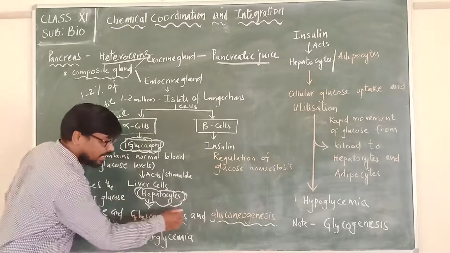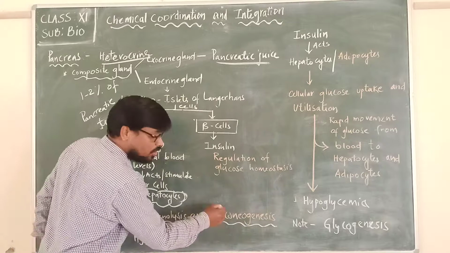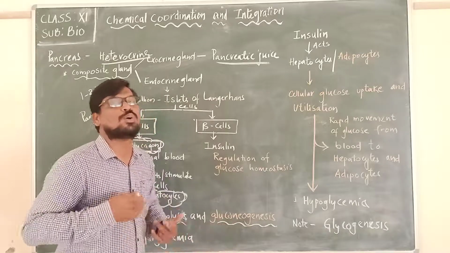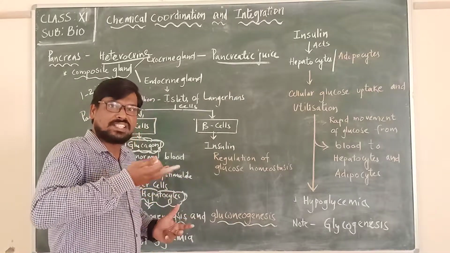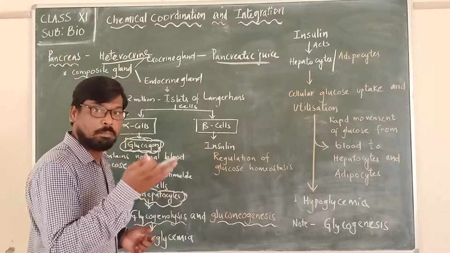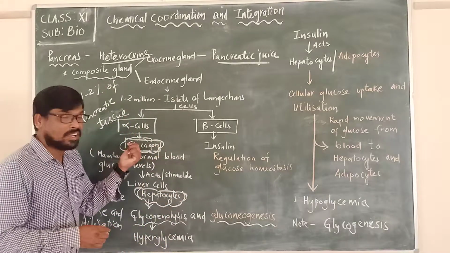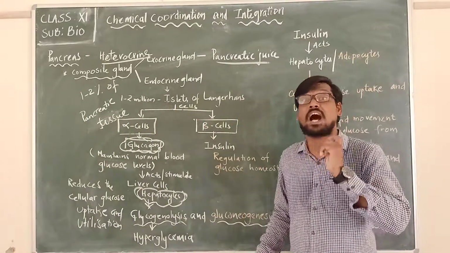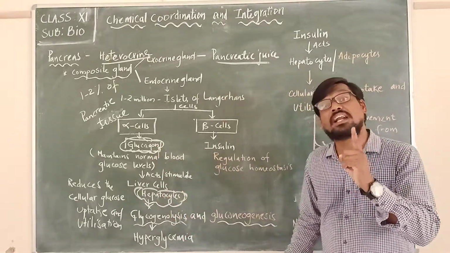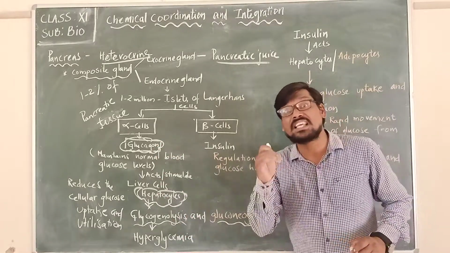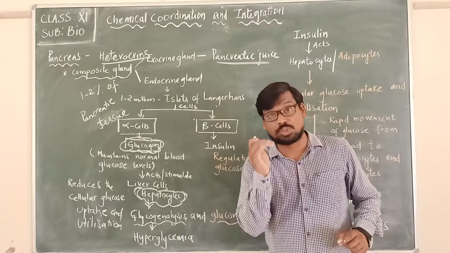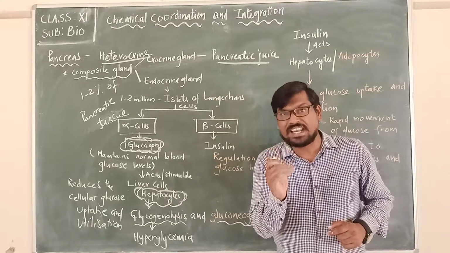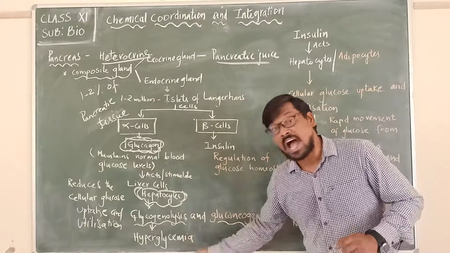And see, in both cases, either glycogenolysis or gluconeogenesis, what is now formed? Glucose is formed. And this glucose is increasing now in the blood. So that's why this hormone glucagon is called what? Hyperglycemic hormone, which means there are increased levels of glucose or sugar in the blood. When there are increased sugar levels in the blood, we call it hyperglycemia.